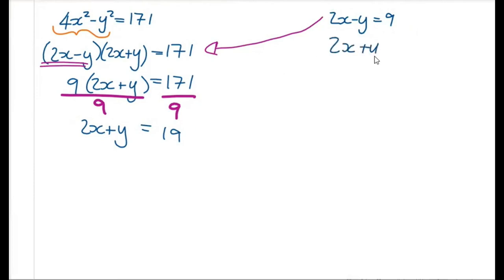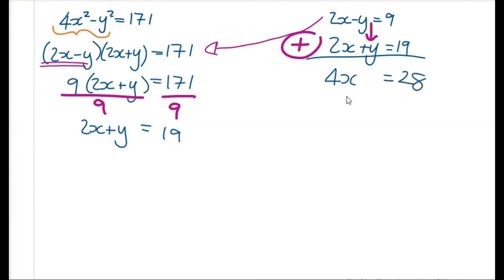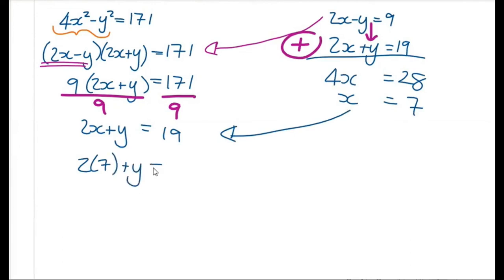So I've got 2x plus y equals 19. The reason why we know that this is going to work is because, do you see, when I add them, the y's are going to cancel out. They're going to eliminate. So when I add, I get 4x, the y's cancel out, and I get 28. Divide by 4 on both sides, and we get 7. Then you're going to take the x and substitute back in, and you're going to land up getting y is equal to 5.